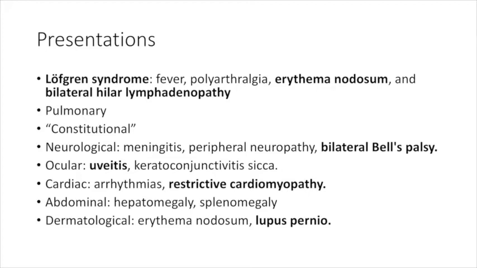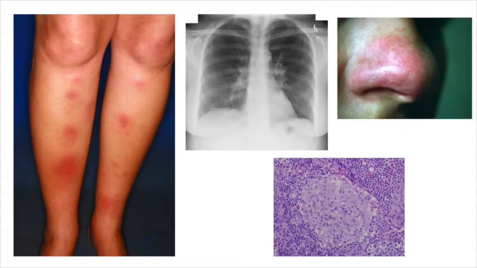And finally, you have the abdominal presentations, hepatomegaly, splenomegaly, and also erythema nodosum we talked about before. Lupus pernio is a dermatological presentation on the nose. So here are some images.